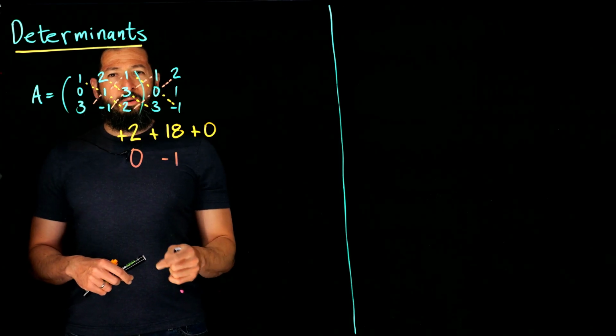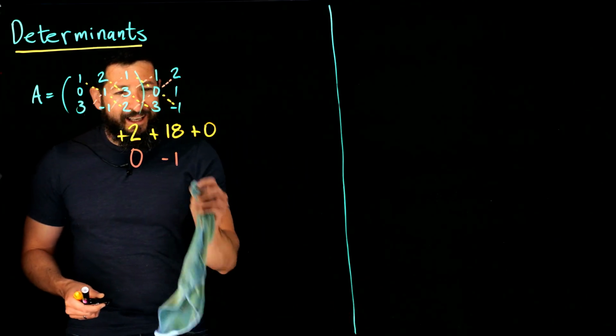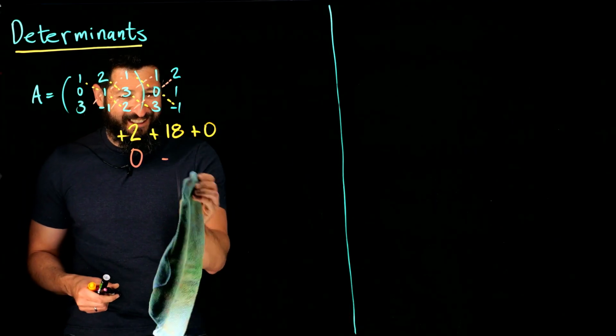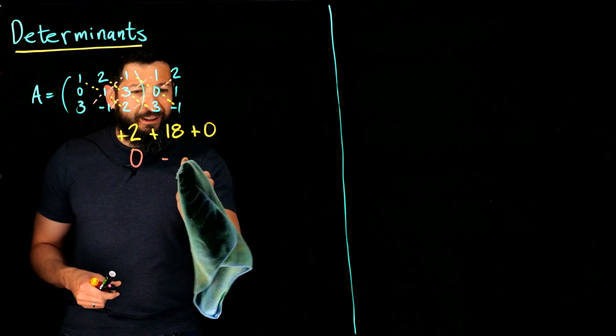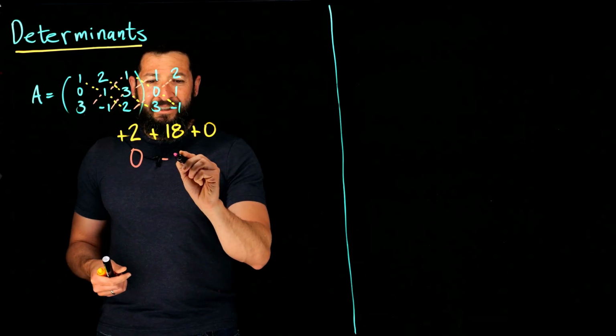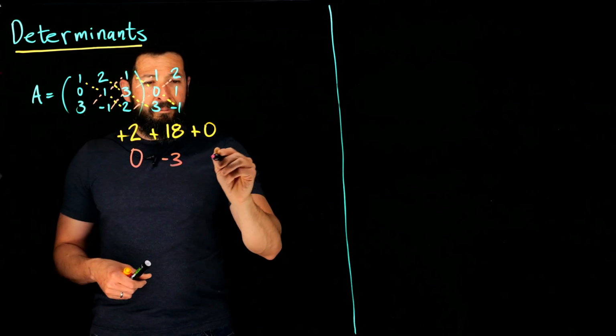Negative 1? Who doesn't know how to multiply times 3? Me. So you get negative 3, sorry. Oh, I smudged it all over. There, that's better. All right, and then you multiply the last one. 1 times 3, positive 3.